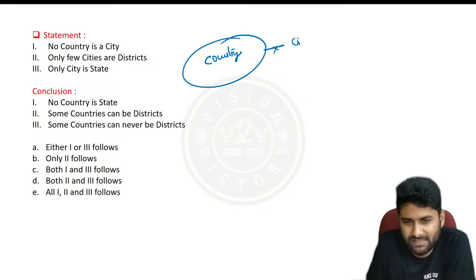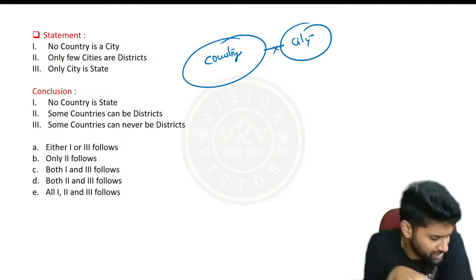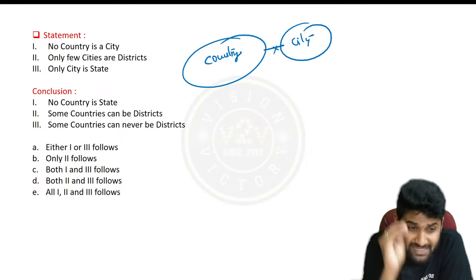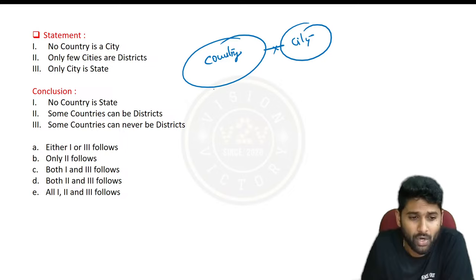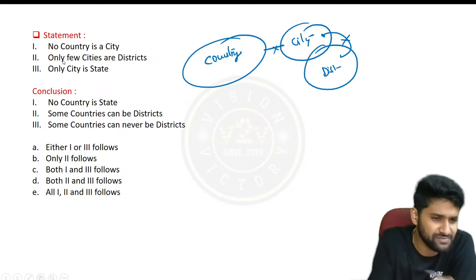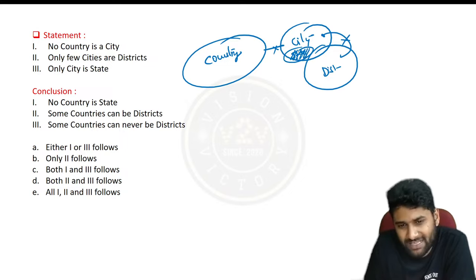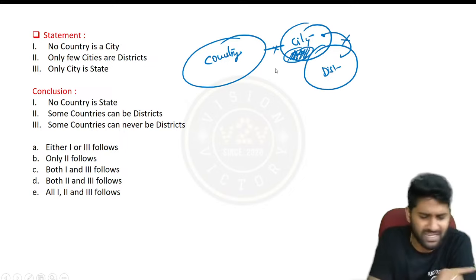No current is city. Means you should understand that you cannot assume current into the city. You cannot assume city into the current. So that is the restriction they given in the statement. Only few cities are district. See, statement itself says that you cannot assume all city into the district. Why? Because only few is a part of some and some. Now only city is state. Only city is state means state belongs to city only. So you cannot assume that circle with any other circle. So you should understand in this way.